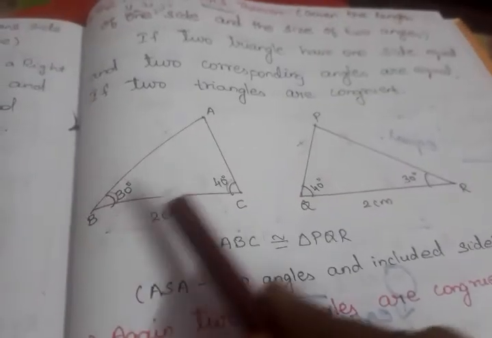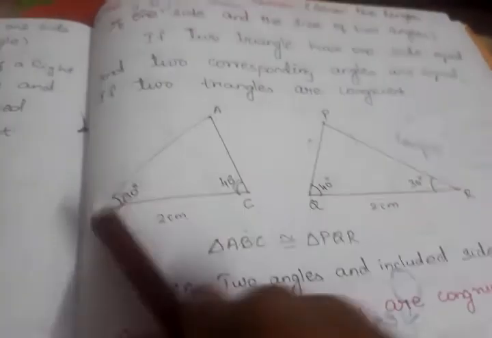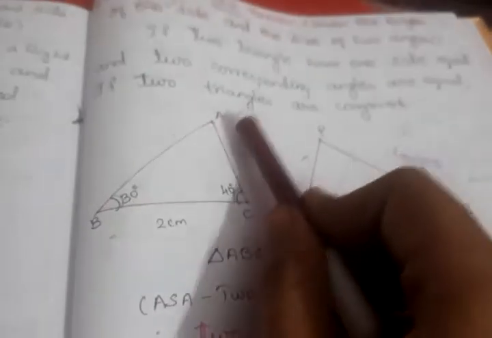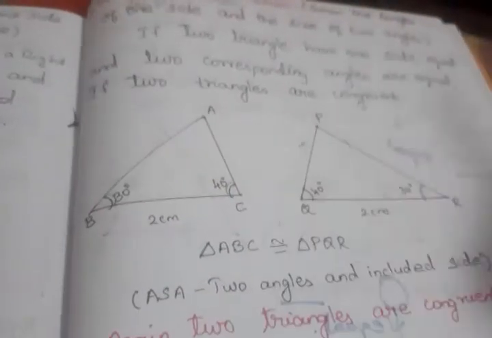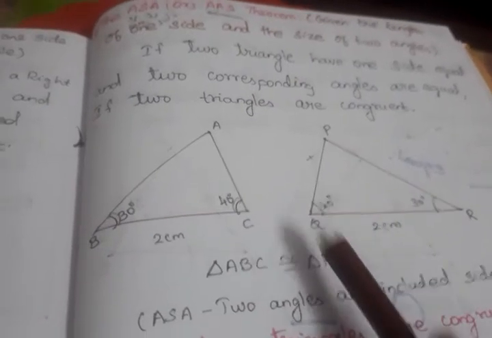So the ASA theorem. This side and this side are equal, and this side and this side are equal. Angle B and angle R are equal. Then angle C and angle Q are equal, isn't it? So that means angle A and angle P are equal. So the two triangles are congruent. That is, if two triangles have one side equal and two corresponding angles equal, then the triangles are congruent.